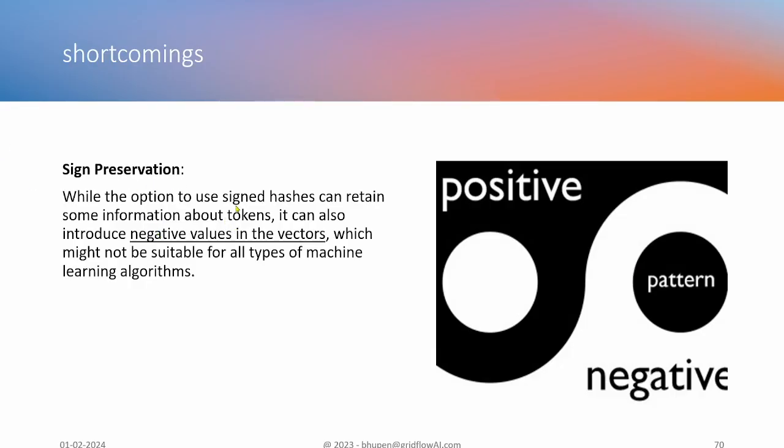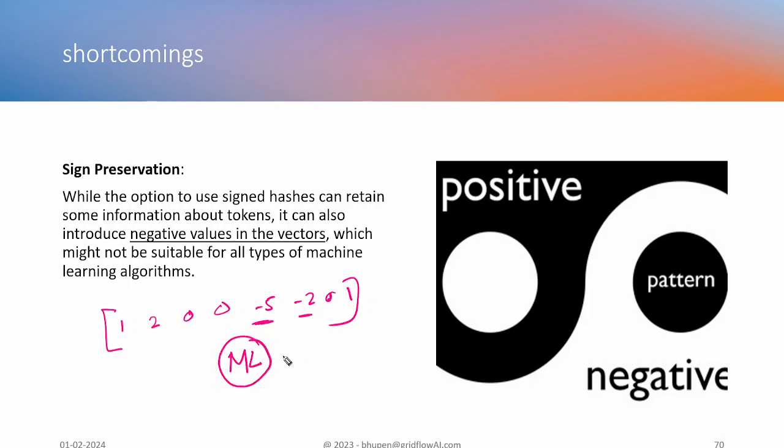Sign preservation, which is additional information about the token, can also be both advantageous and can create problems. While the option to use signed hashes gives you more information about the token, it can introduce negative values in the vector. That means the vector orientation might change. So that might not be suitable for all types of machine learning algorithms. What it means is, let's say the hashing vectorizer gives you a vector like 1, 2, 0, 0, -5, -2, 0, 1. And these minus values can be a problem with some machine learning models.